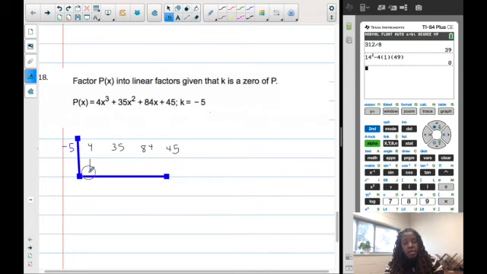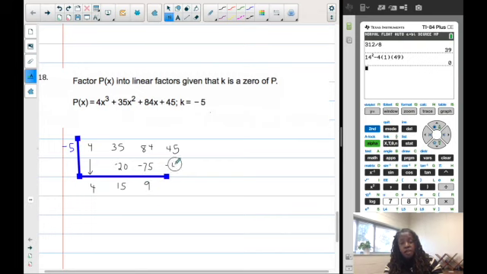Start with the 4, bring it down. 4 times 5 is negative 20. That's a negative 5, so it's negative 20. Negative 20 plus 35 is 15. 15 times negative 5, if I'm not mistaken, is negative 75. I'm going to go with my gut on this, but I'll check it in a moment with the calculator. And then when we add this one straight down, it should be a 9. And then 9 times negative 5 is negative 45.